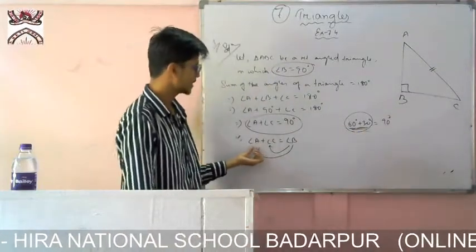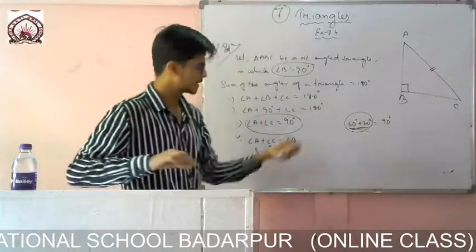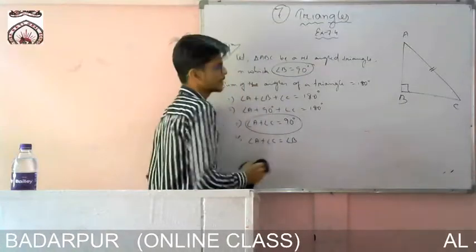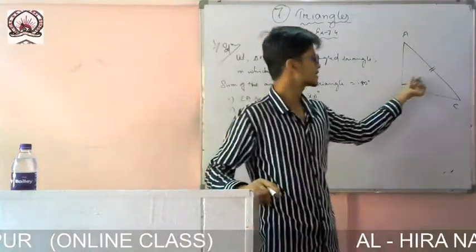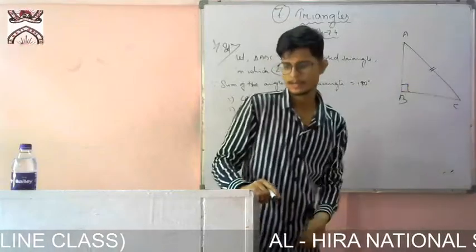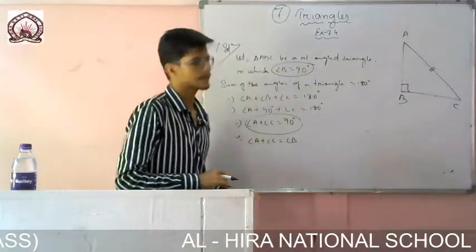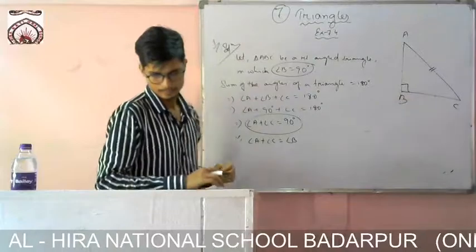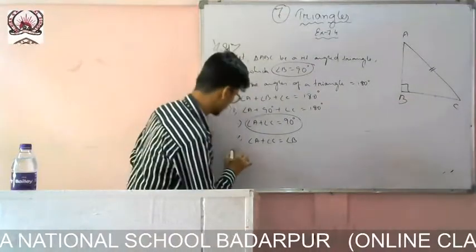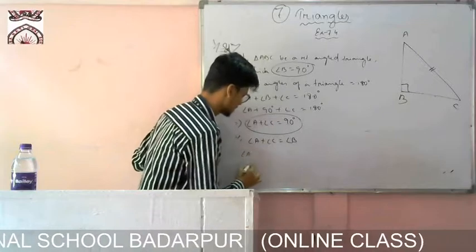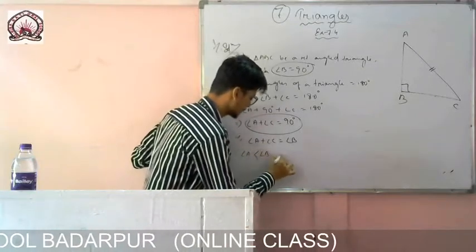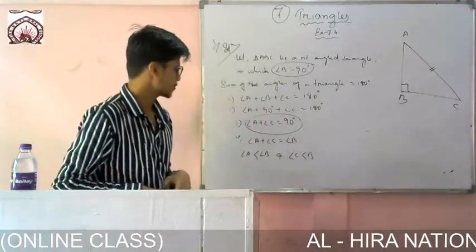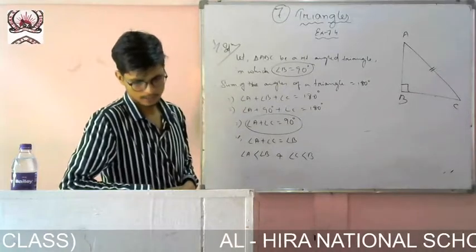So here also the same thing: adding A and C I am getting B. That means B is greater, and we know the theorem that the side opposite to the larger angle is longer. The side opposite to the larger angle is longer, okay. So you write like this: therefore angle A is smaller than angle B, and angle C is also smaller than angle B.